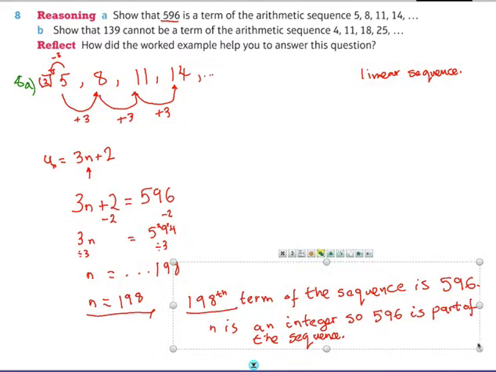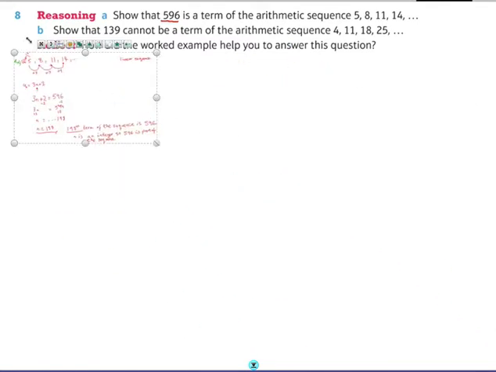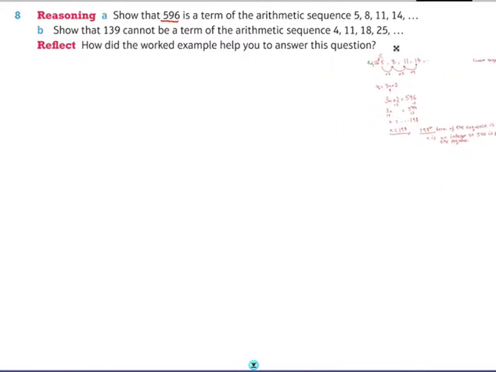Okay. Part B. Show that 139 cannot be a term of the arithmetic sequence 4, 11, 18, 25. If it isn't part of the sequence, that means the n, or the nth term, is not going to be an integer. It's going to be a decimal, or maybe a negative number. If it's not a positive integer, then it is not part of the sequence.